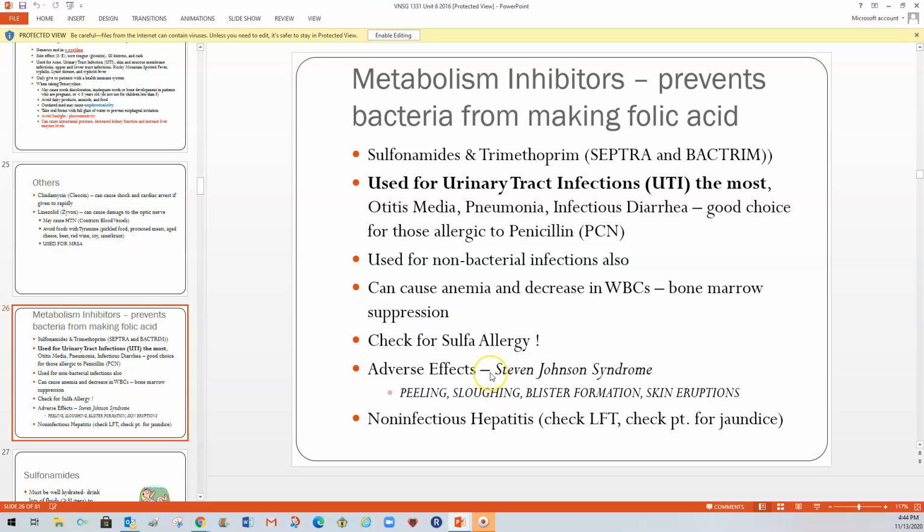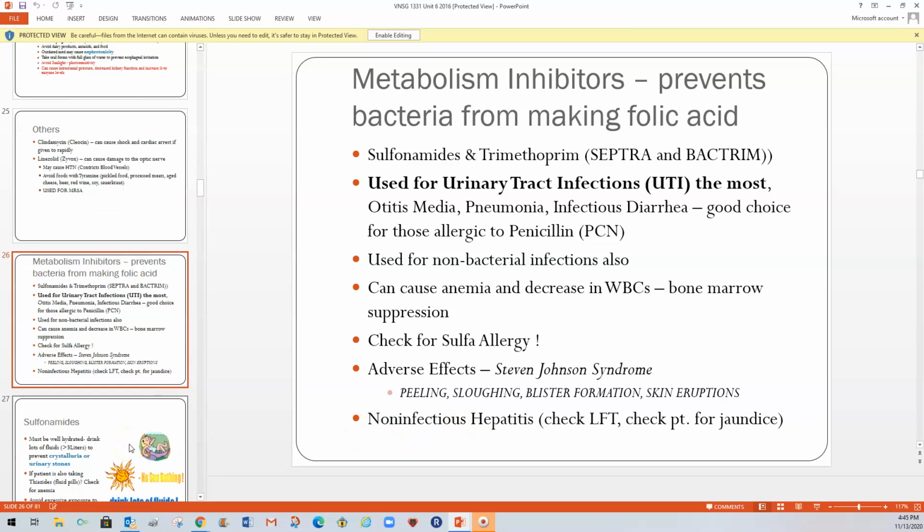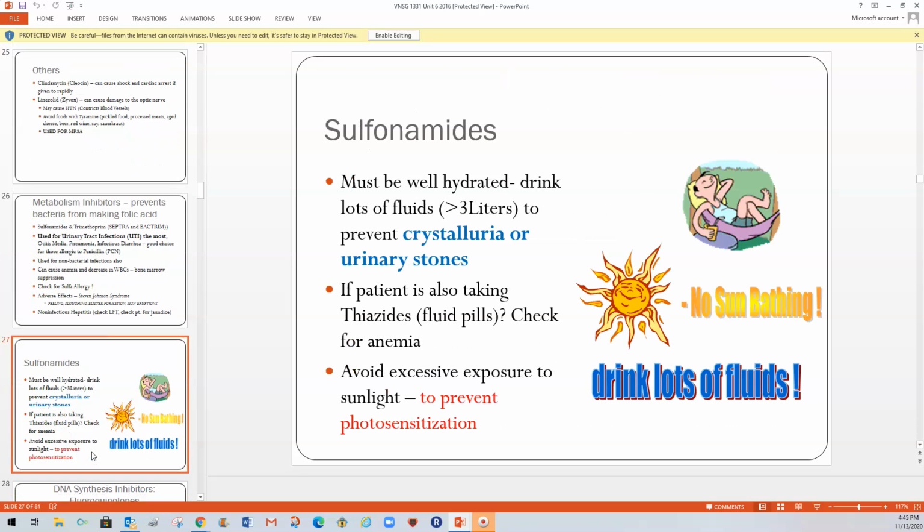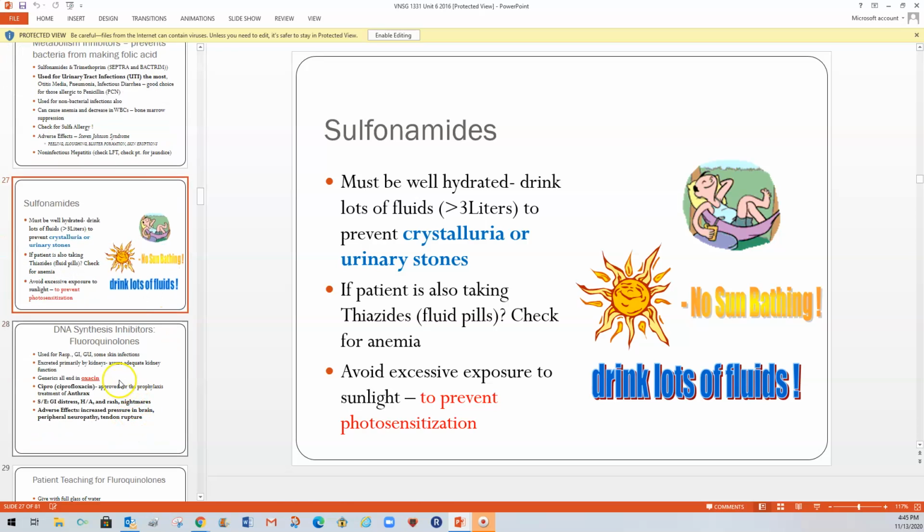Adverse effects: Stevens-Johnson syndrome, which we have already studied, and can cause non-infectious hepatitis. You must be well hydrated and drink at least 3 liters of fluid a day, which is a lot of fluid. Watch if your patients are taking a thiazide, and watch for sun exposure.